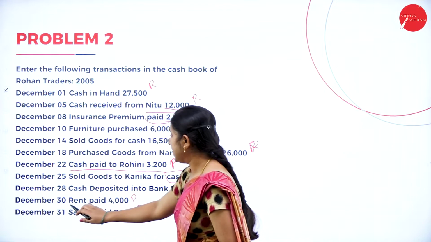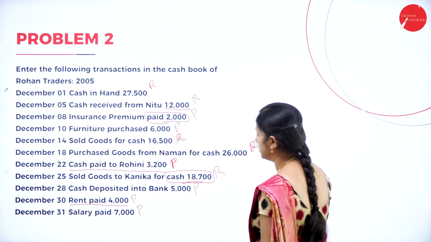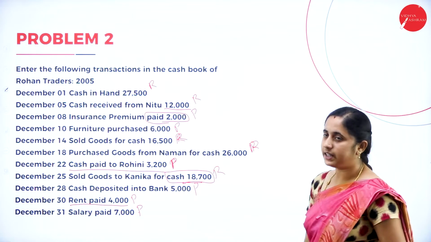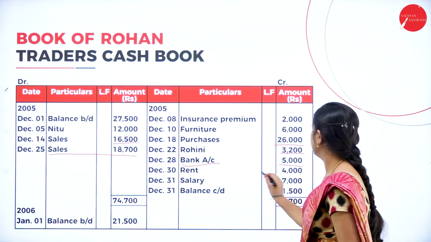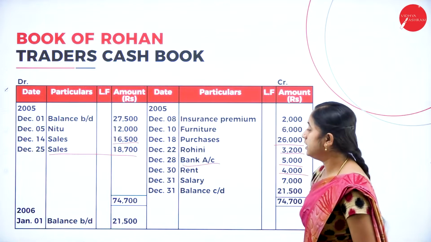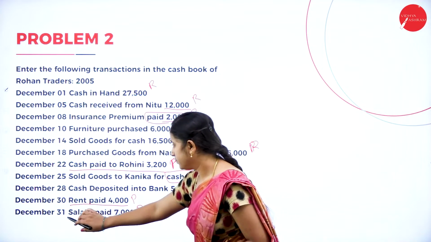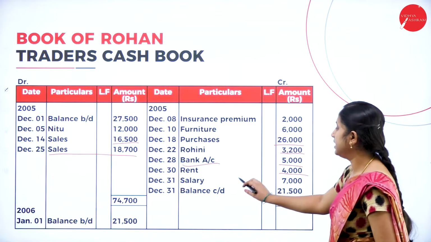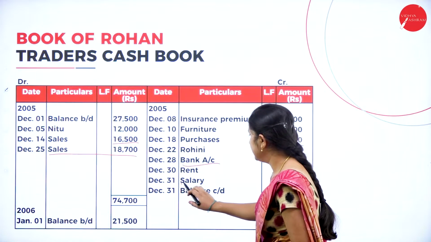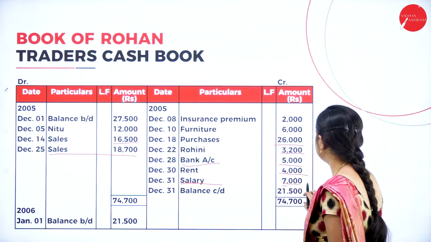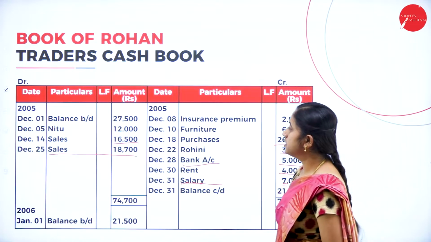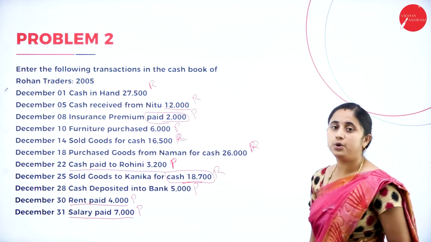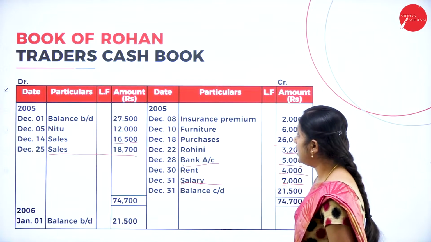Next, rent paid 4,000. Rent paid 4,000 is a payment. So write December 30th, rent 4,000. Again, you paid salary. Salary 7,000. This is a payment, write in the credit side. Salary rupees 7,000.